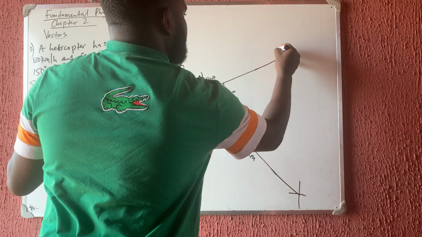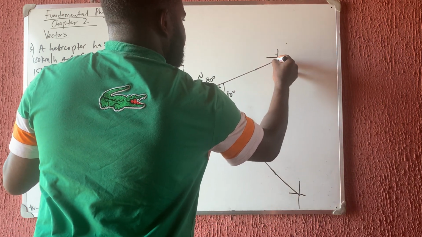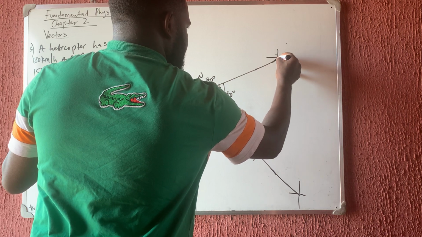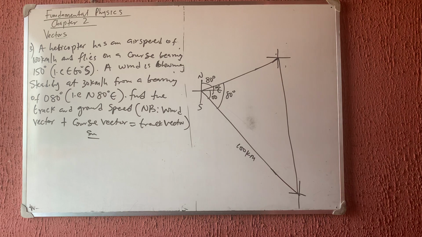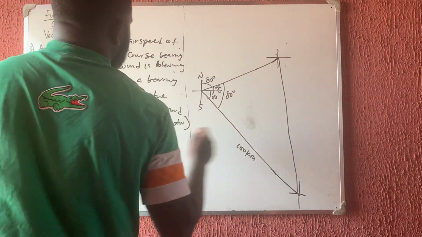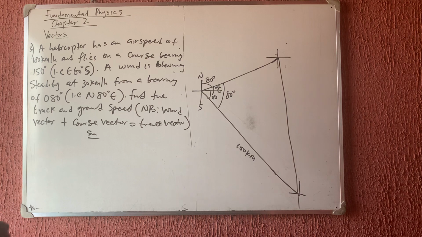Then I can make this one a little bit shorter. Then like this, so they can join from here to here, right? So now what did they say we should calculate? They say we should calculate the... okay. So now for us to get the resultant is from here to here. This is the resultant.